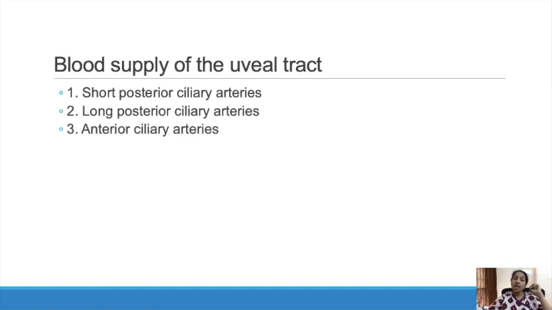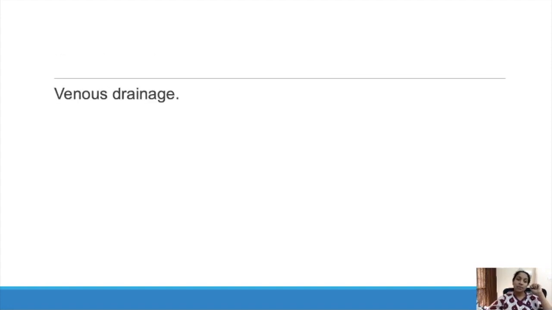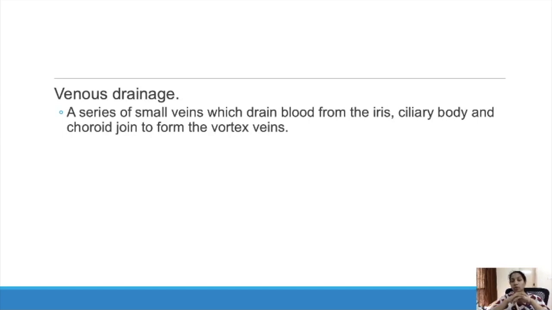That is about choroid. Next comes the blood supply of uveal tract. Mainly three arteries are there: short posterior ciliary arteries, long posterior ciliary arteries, and anterior ciliary arteries. Venous supply is through the small veins which drain blood from iris, ciliary body, and choroid and join to form the vortex veins. Vortex veins I showed you in those staphyloma videos, right? In equatorial staphyloma, it will be near the vortex veins outlet.